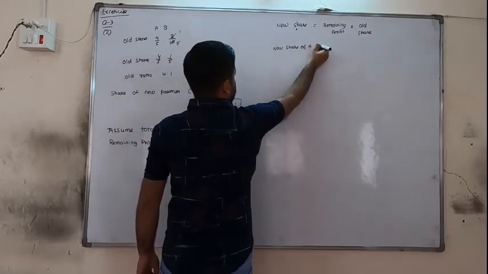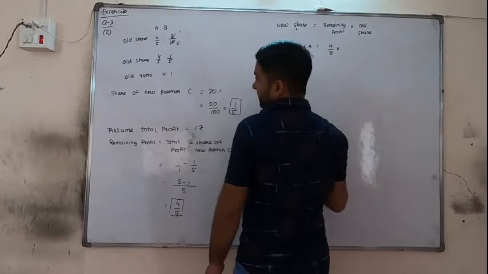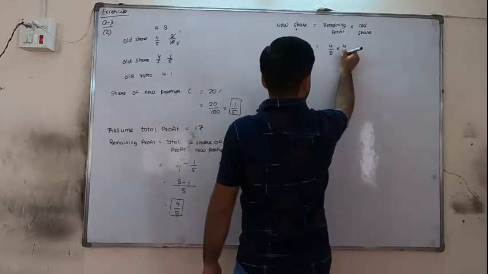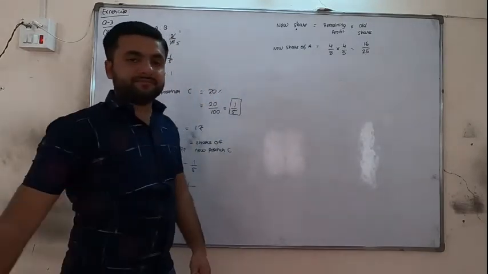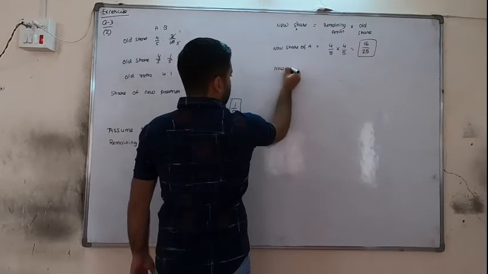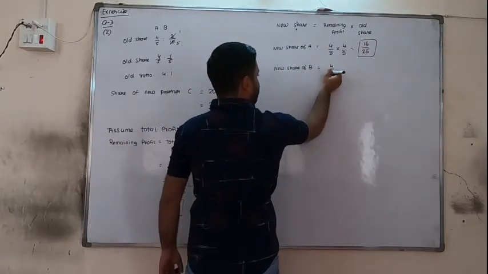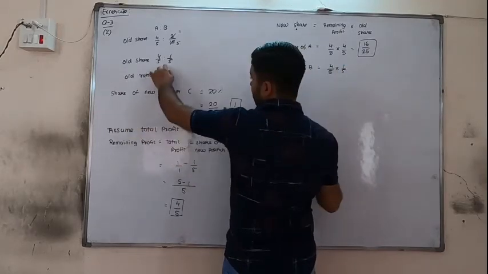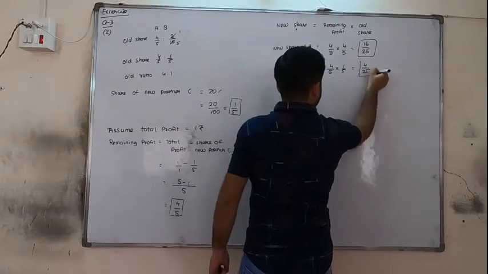New share of first partner A: remaining profit in the sum is 4 by 5. Old share is also of A, 4 by 5. So 4 4s are 16 by 25. New share of B: remaining profit 4 by 5, old share of B is 1 by 5. So 4 ones are 4 by 25.